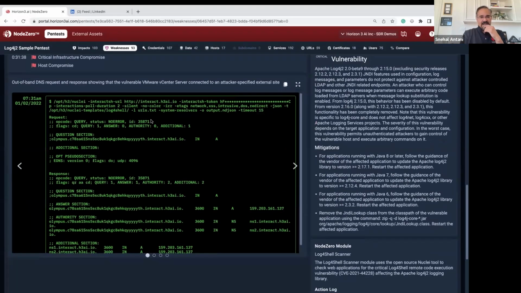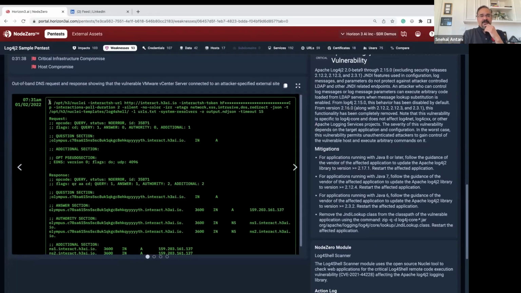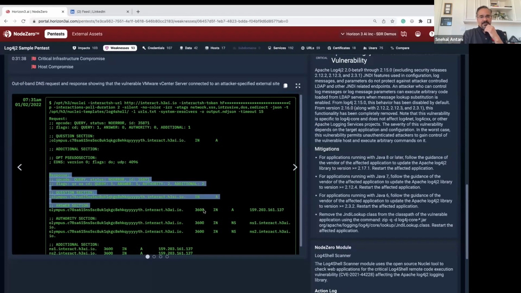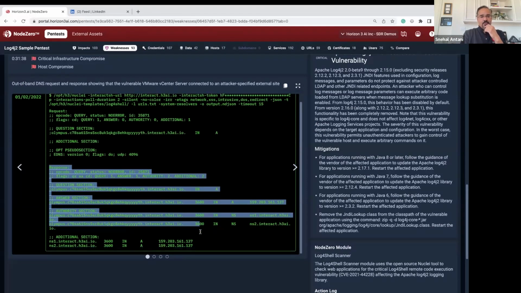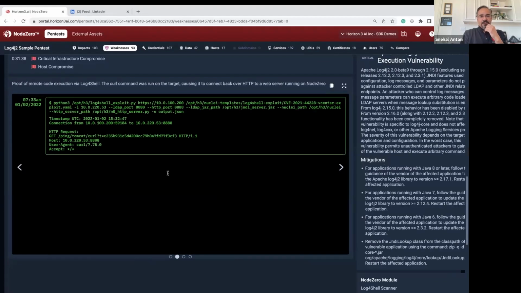And what that looks like is essentially, this is the command that we've executed. This is the request payload. And then this is the response that we're getting, which is basically the beaconing back saying we were able to gain initial access. From there, the next step is to prove that we could get code execution.